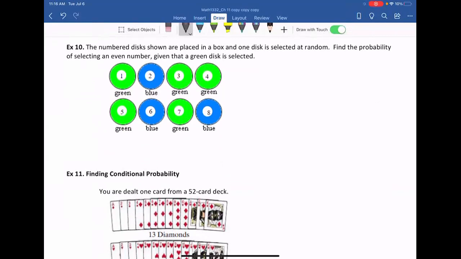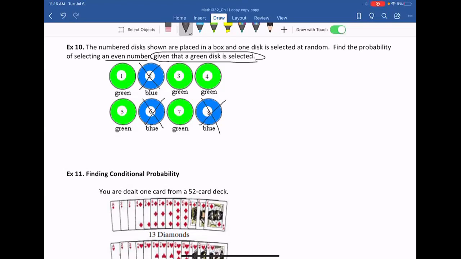The numbered discs shown are placed in the box, and one disc is selected at random. Find the probability of selecting an even number, given that the green disc is selected. Right now, they already gave us the second event: the green disc is selected. That means we don't need to see the blue discs, so I cross them out. I just look at my green discs.